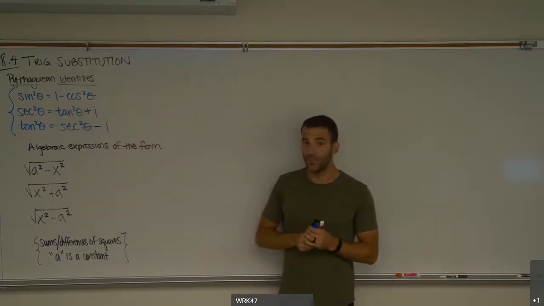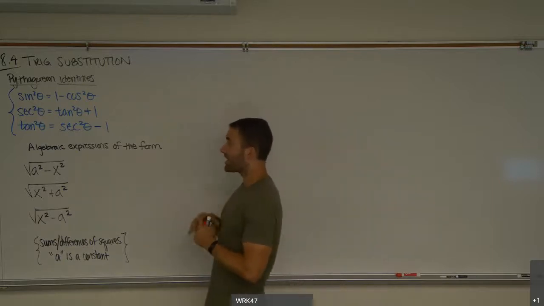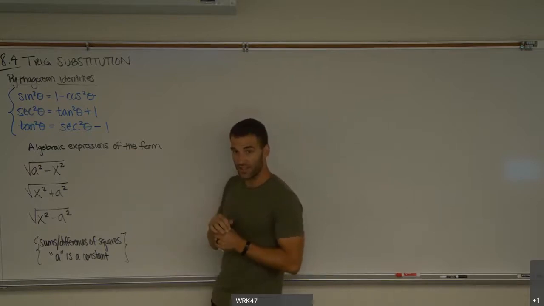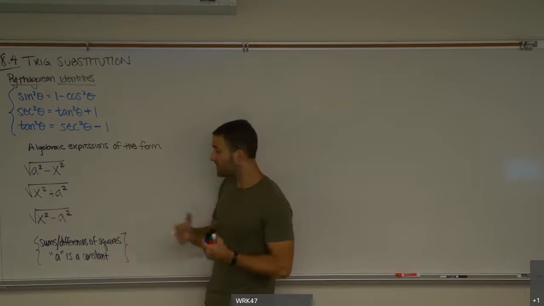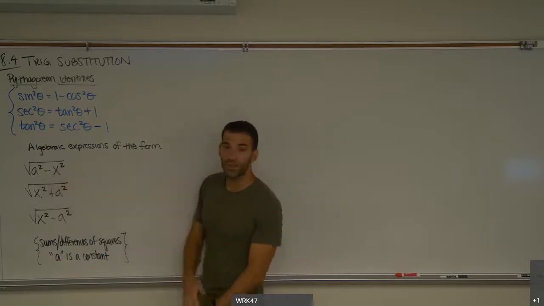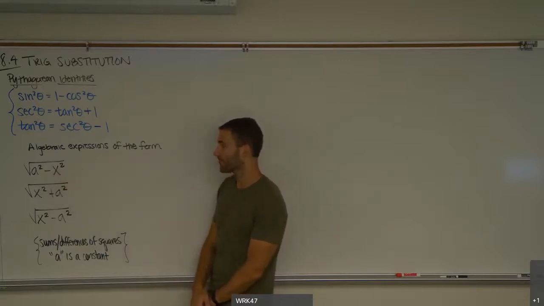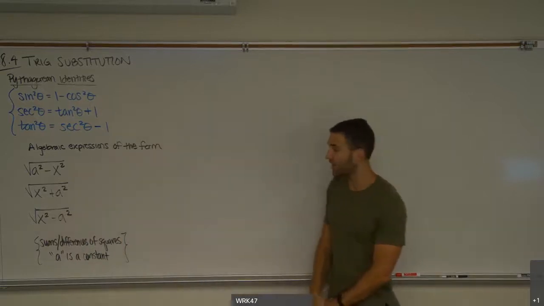Why do we bring this up? Well, in this section, we're going to be looking at certain types of algebraic expressions. So non-trig things right now. And we're going to be looking at specifically sums and differences of squares, where a is a constant. So say we have a difference of squares here, a squared minus x squared. Or a sum of squares here, x squared plus a squared. Or the other difference of squares, where now the constant is second, so x squared minus a squared.